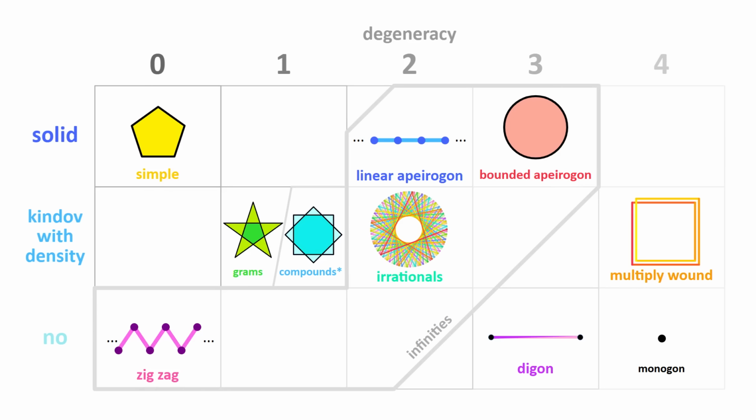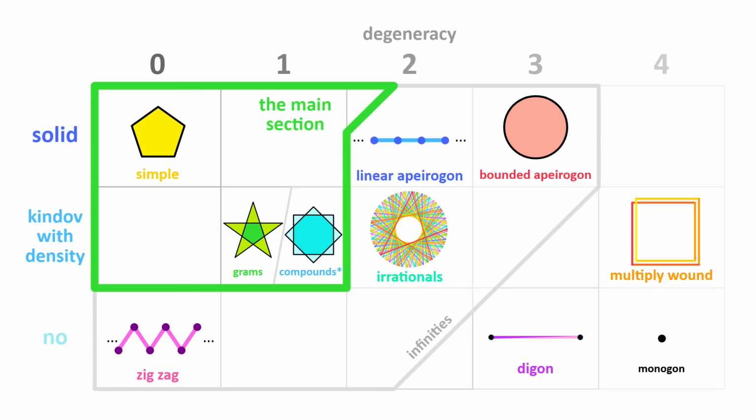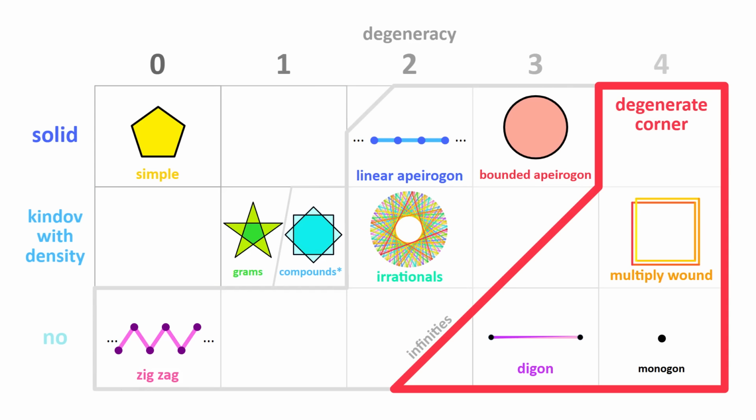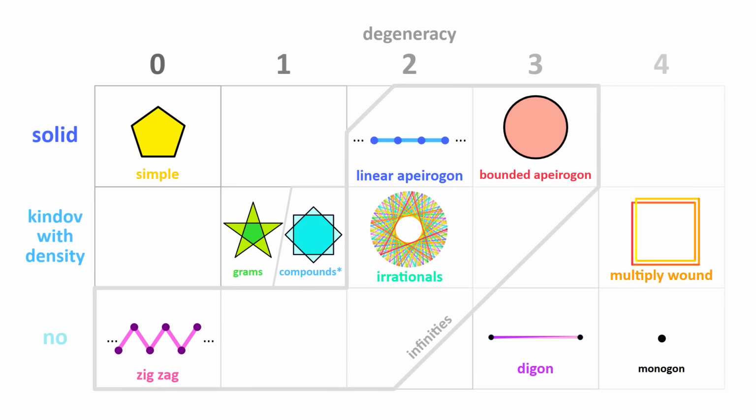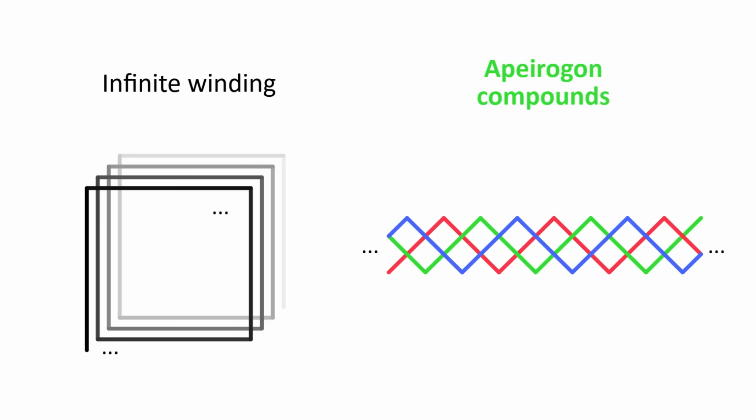With that, we have completed our table. The main section consists of simple polygons, rational polygrams, and reducible polygram compounds. The degenerate corner consists of the digon, monogon, and multiply wound polygons. And the infinite strip includes the bounded and linear apeirogon, as well as the infinite families of zigzags and irrational polygrams. Most of the entries are infinite families, some of which are uncountable. It's also possible to combine ideas, such as infinite winding or apeirogon compounds, but since the idea of including compounds was motivated by density, it makes less sense.